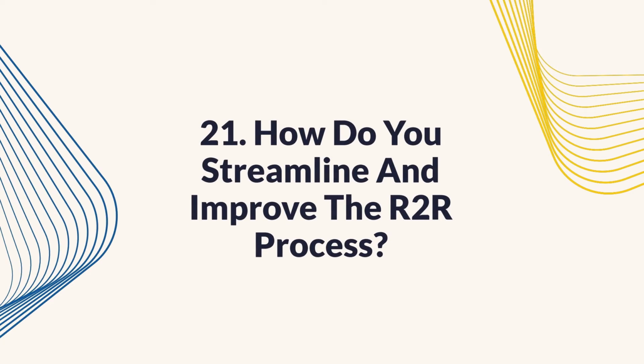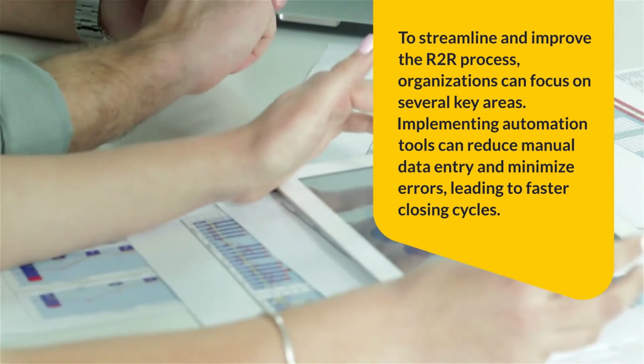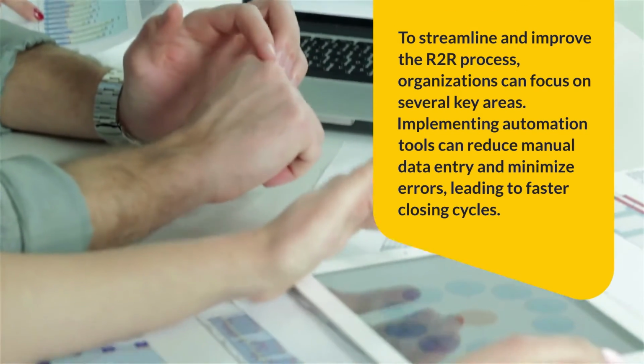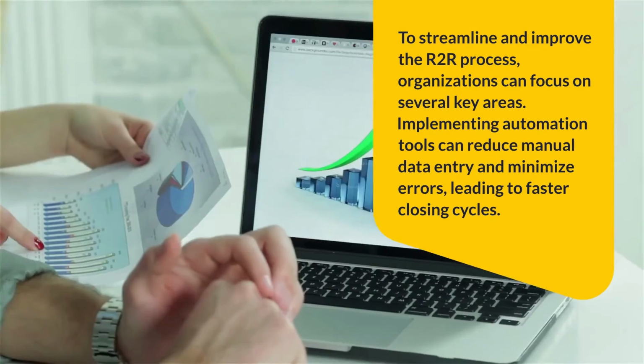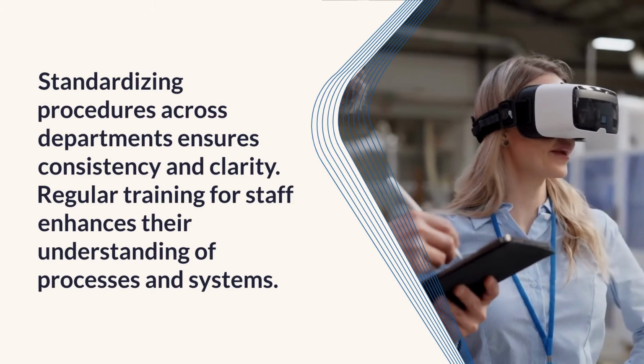21. How do you streamline and improve the R2R process? To streamline and improve the R2R process, organizations can focus on several key areas. Implementing automation tools can reduce manual data entry and minimize errors, leading to faster closing cycles. Standardizing procedures across departments ensures consistency and clarity.